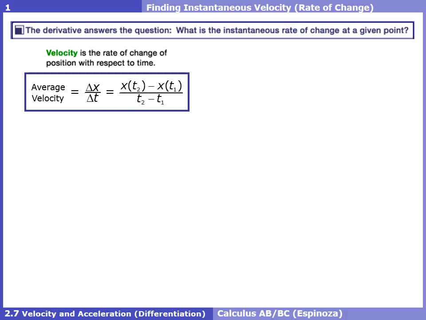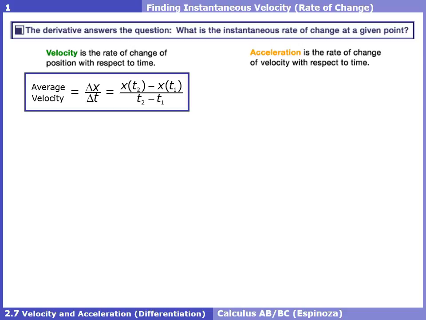If you want to take that a little bit further for a more complete formula, what we're saying is we're taking an x value at some time 2 minus another x value at some time 1, and then dividing that by the difference in those times.